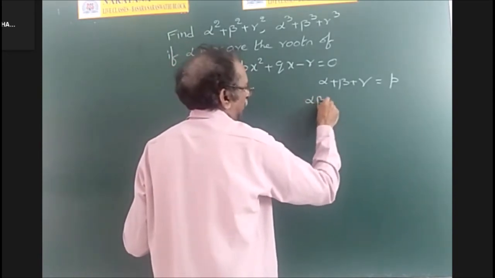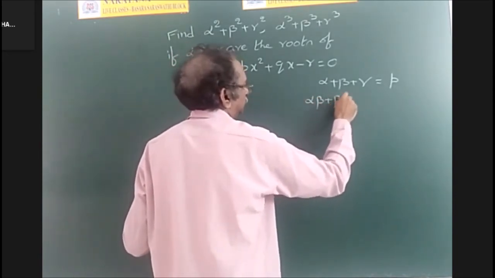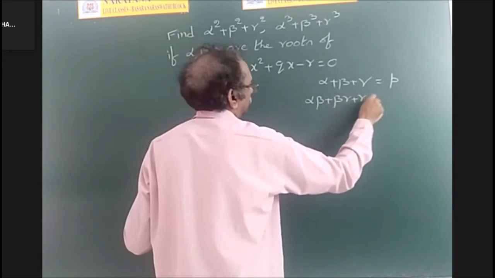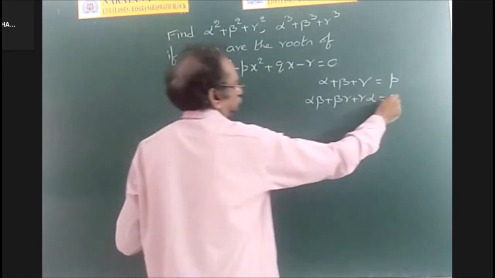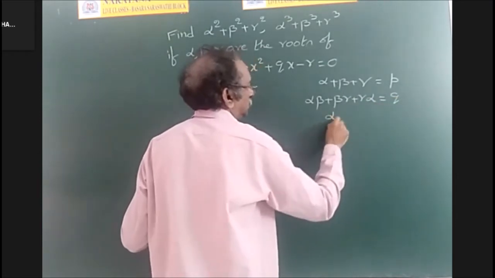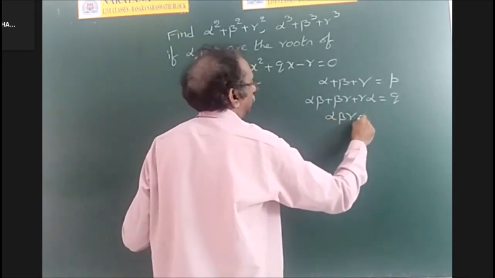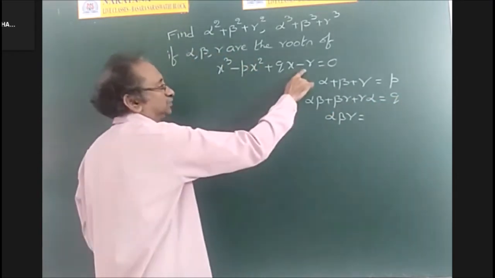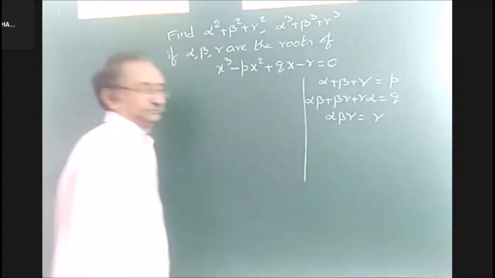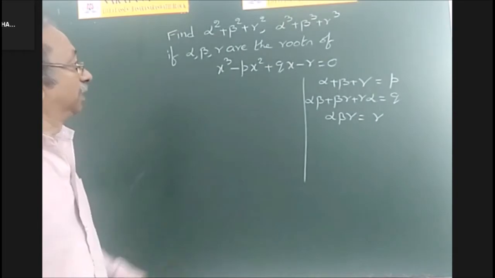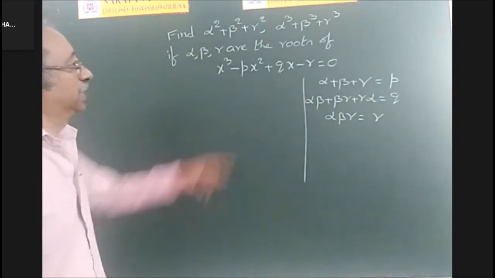Next, alpha beta plus beta gamma plus gamma alpha. What is this? Q by 1. That is Q. And alpha beta gamma, what is this? Minus of minus R by 1. That is R. Okay. And now we should find this one and that one.